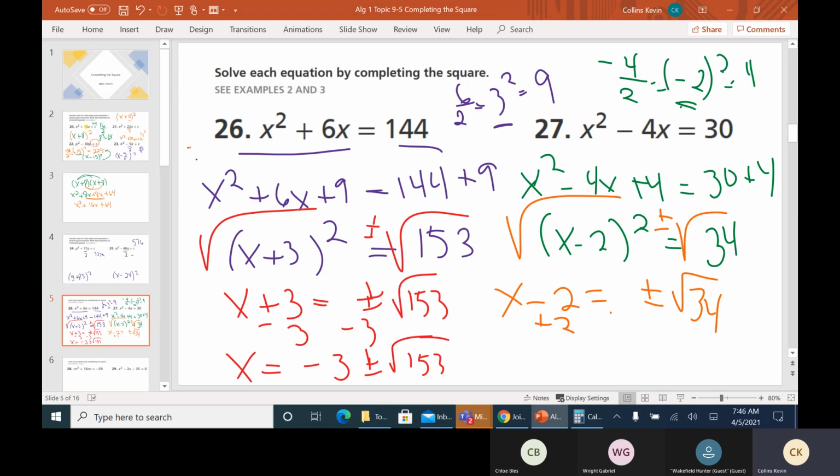So we add 2 here, we add 2 here. So then x is going to be 2 plus or minus the square root of 34. Square root of 34 is a little less than 6. Oh, they just gave us the 30. They said this stuff equals 30, so yeah, they just gave us that. We didn't come up with that ourselves. Cool? All right.